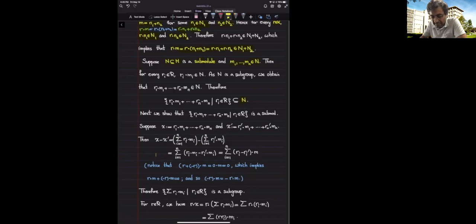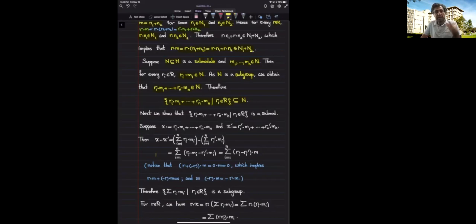Because N is a submodule, we already know that it is closed under scalar multiplication. So for every index i, r sub i times m sub i is inside this N. Now N is also a subgroup. That means it is closed under addition. So I can add these elements of N, which means I can add r1 times m1 plus r2 times m2 and end up getting an element inside N as well. That means the set we were interested in, meaning all the R linear combinations of m sub i's, is indeed a subset of this module.